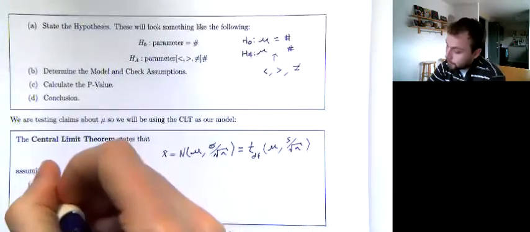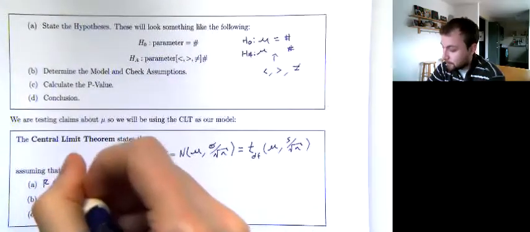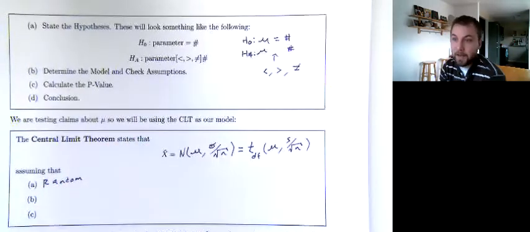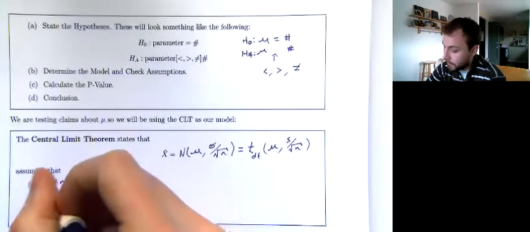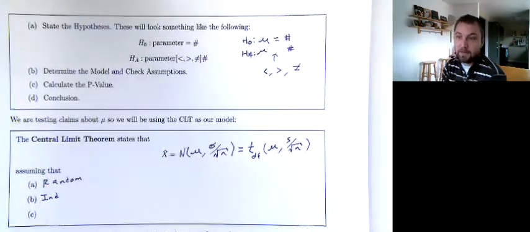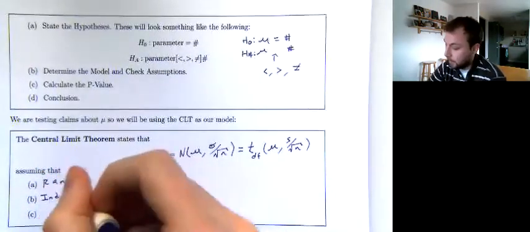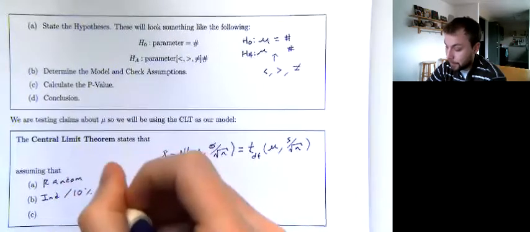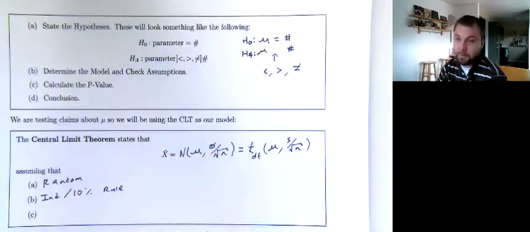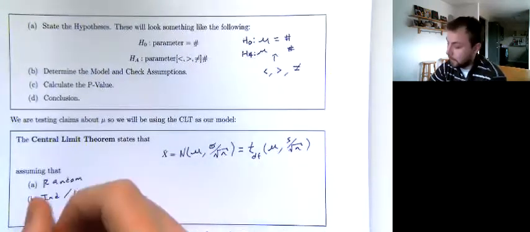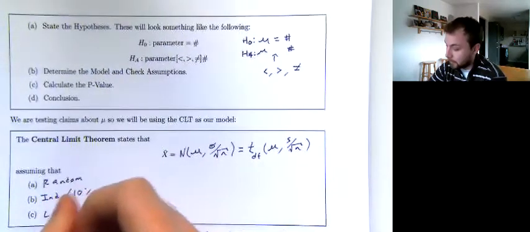There are 3 assumptions for this. Random, by that I mean that there's no bias in the way that I'm collecting the samples. I need to have independence, that means that one sample does not affect another. And if I don't have that, my backup is sampling less than 10% of the population. And finally, I need to have a large sample size.